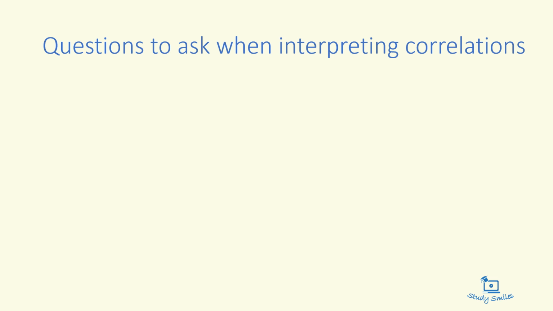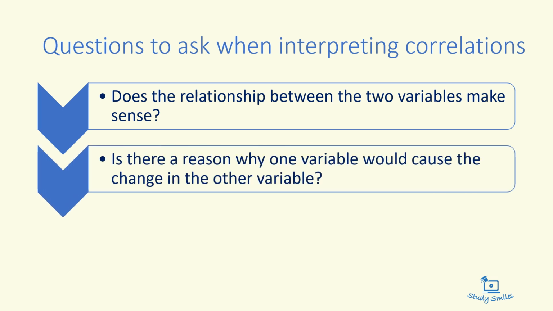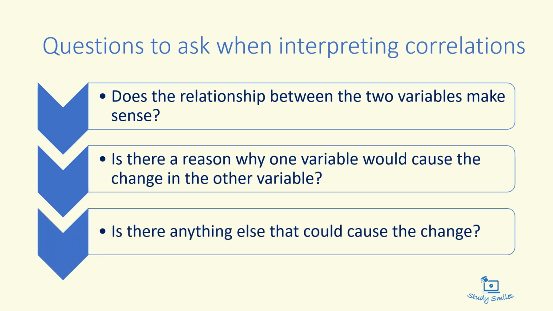There are some questions that we can ask ourselves when interpreting scatter diagrams and correlations in considering whether the correlation is also a causal relationship. Firstly, does the relationship between the two variables make sense? Is there a reason why one variable would cause the change in the other variable? And is there anything else that could cause the change? Let's look at a couple of examples and think through these questions.